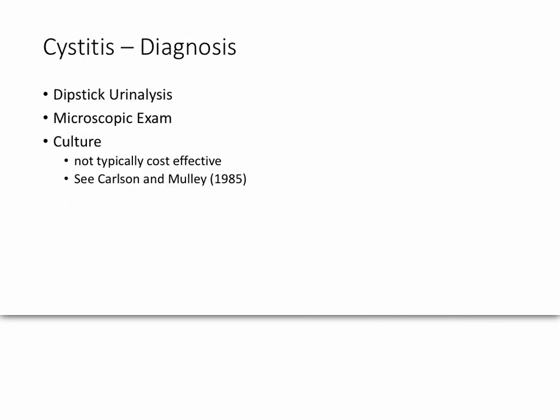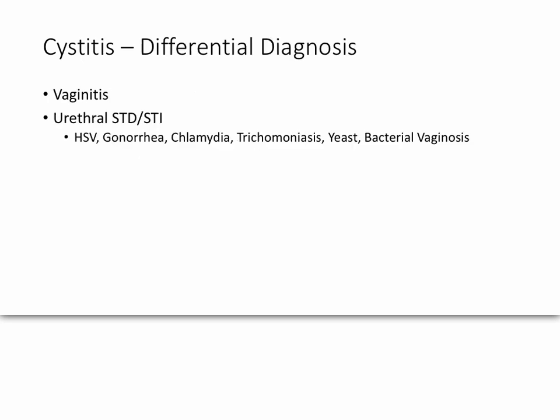Now, unlike pyelonephritis, which often requires imaging, cystitis, you can diagnose it based on urinalysis and microscopic exam. And like I said, culture not typically cost effective. So what other things can look like cystitis? Well, vaginitis and STIs such as HSV, gonorrhea, chlamydia, trichomoniasis, yeast, and bacterial vaginosis, which isn't necessarily an STI, but it kind of can be.